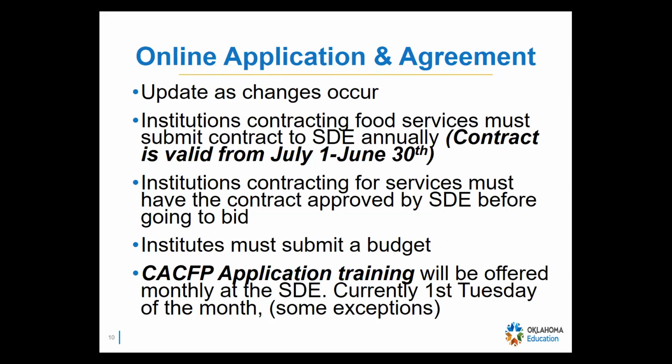So don't forget about, again, our online application and agreement. You do have access to it where you can fill it out for fiscal year 21 right now. Again, any updates or changes that occur, please make sure it's up to date. Anytime you change your times, it needs to be located in the system. Any changes at all need to be made in the system. That is what we go by.